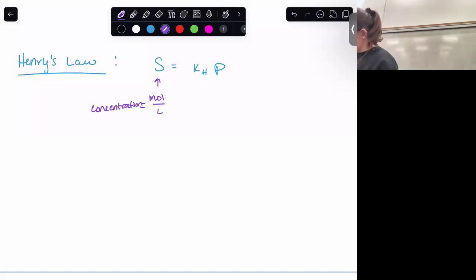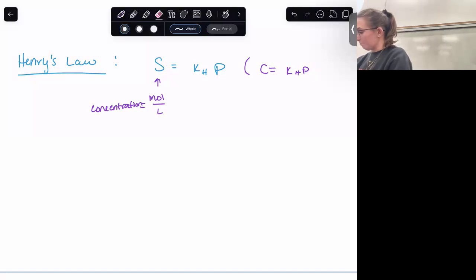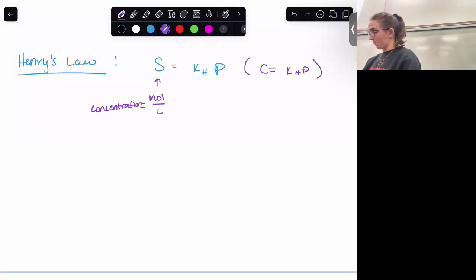Right, so sometimes you'll see Henry's law as C equals KH times P. You have concentration of something, but it is also solubility. Solubility is just how much something can be dissolved in something else. But it is in moles per liter, which is a concentration unit, so you do need some sort of gram mass component, a substance component in a volume.